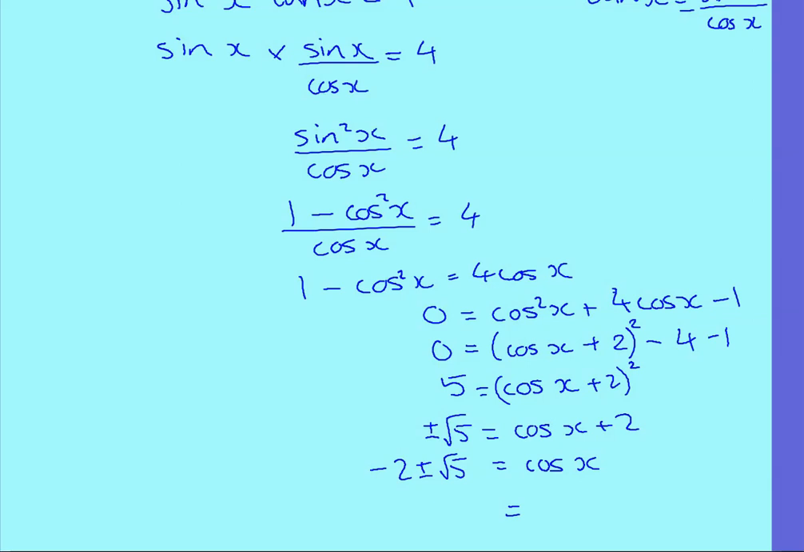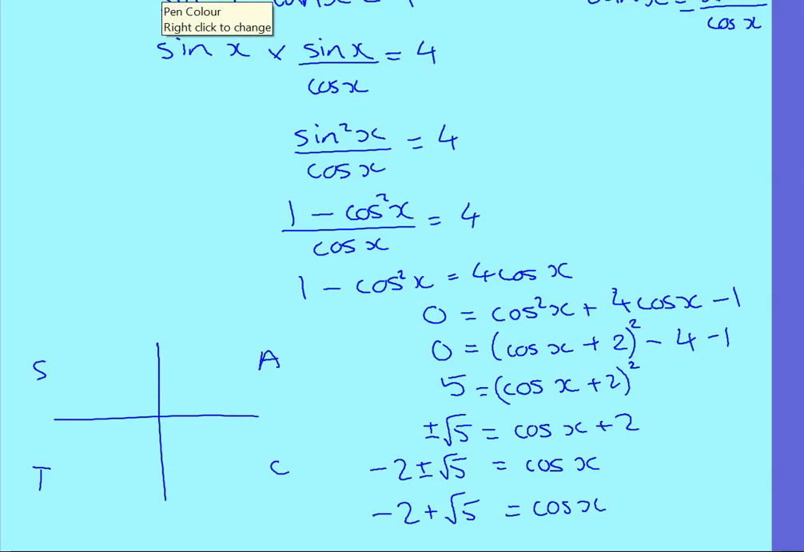But if we have minus 2 plus root 5, we get 0.236. So I'm just going to write one value because we can ignore the other one. And that is actually positive because this is bigger than minus 2. So let's draw a CAST diagram. I'm just going to draw it over here. C-A-S-T. The cosine is positive, so it's there, and how big are these angles? So inverse cos of that is 76.3. So 76.3 in both of these.